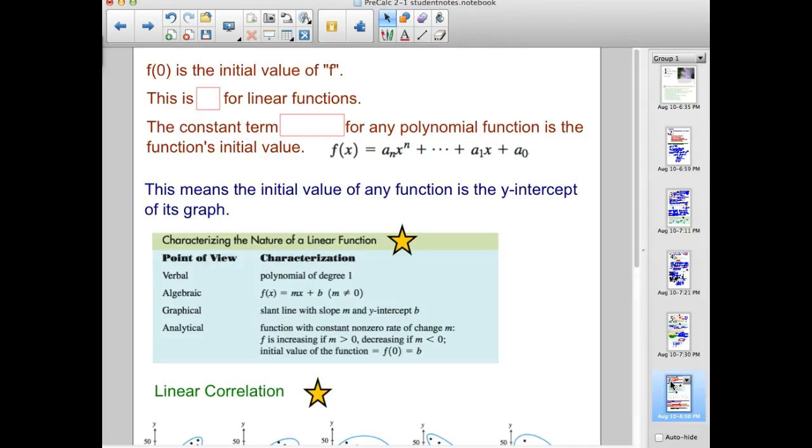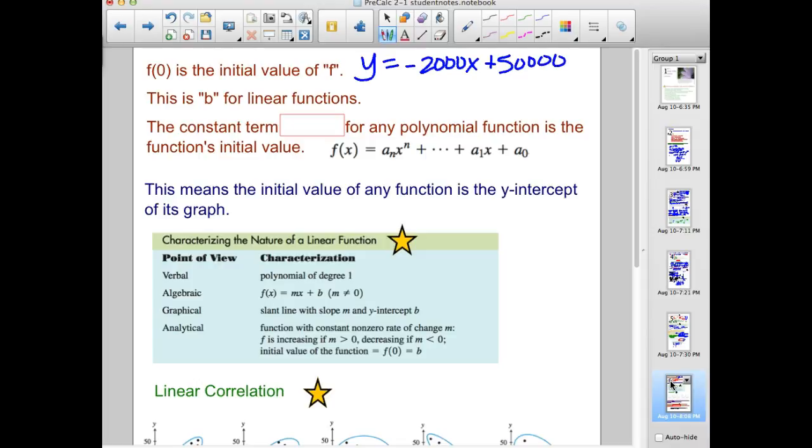F of 0, we just found that with the apartment building. We found V of 0. We said that was $50,000. So the initial value, F of 0, that's your starting amount. In terms of a linear equation, this would be the B term, right? In our apartment building one, we had y equals negative 2,000 x plus 50,000. So it would be this, starting value, initial value. It's your y-intercept.